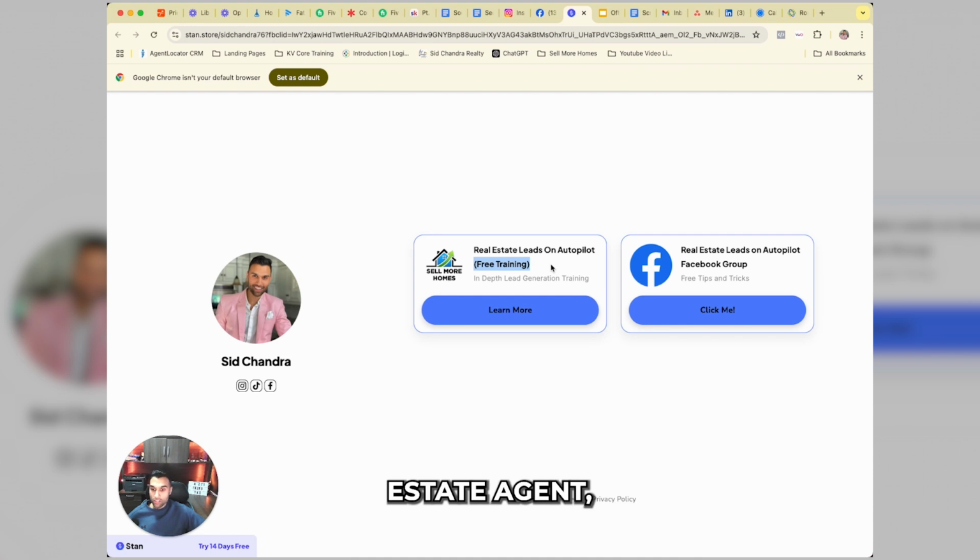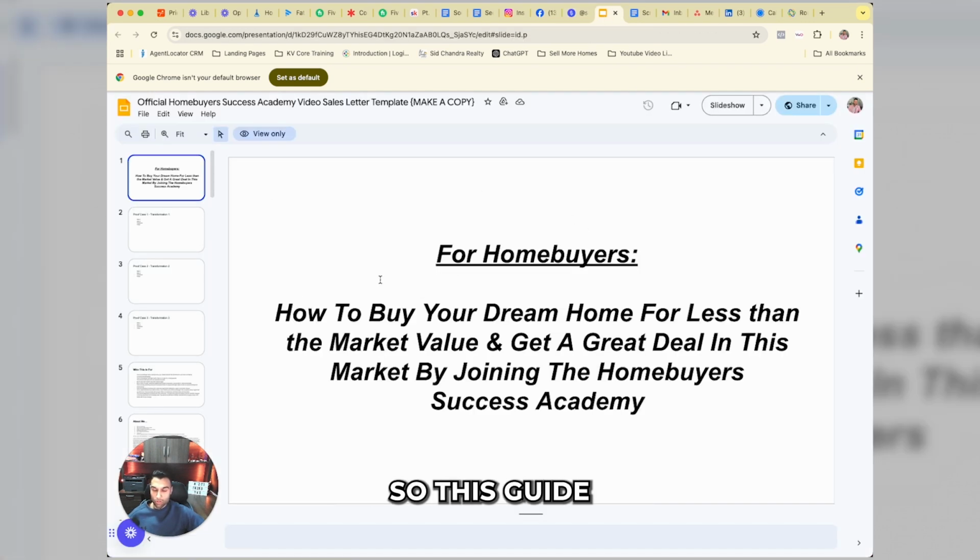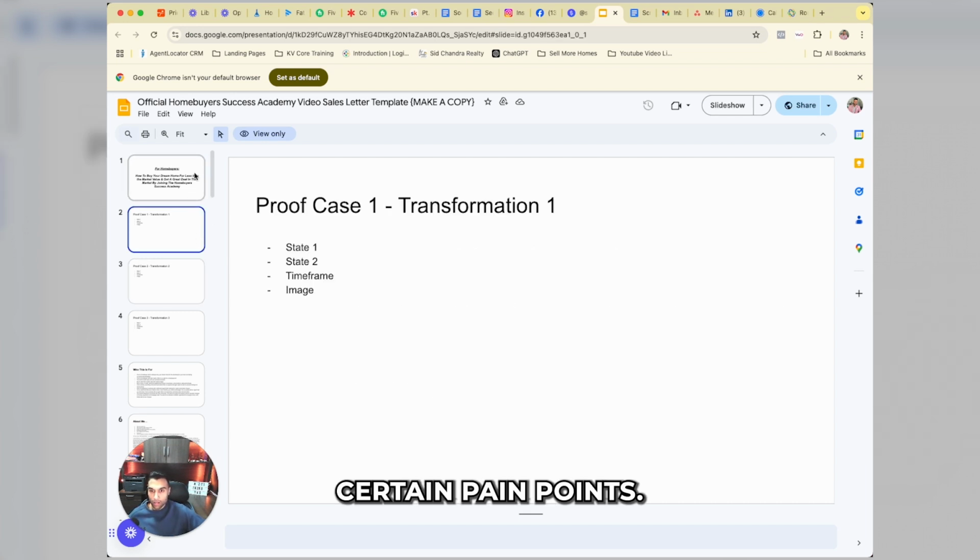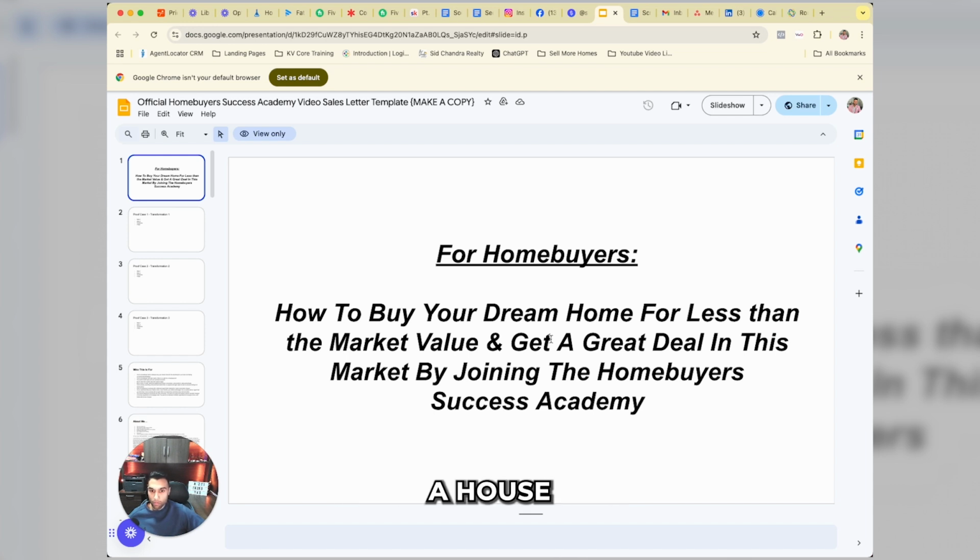As a real estate agent, I would put something like a free VIP home buyer's guide. An example of that guide would be something like this right here. This guide is catered towards home buyers that are looking to get back into the market and not sure where to start. So we give this to all our clients in our program. Basically, this guide starts out with asking them certain pain points, such as if they want to buy a house at a great price, go through these slides.